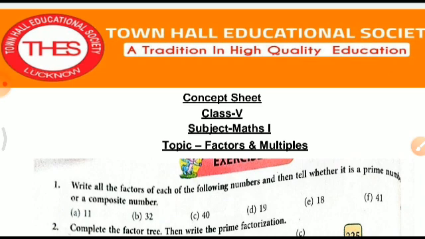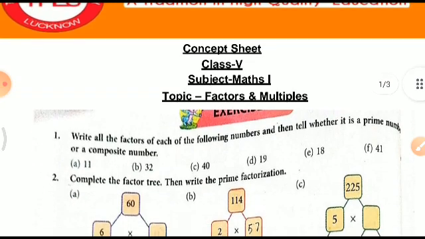Factors and multiples are technically opposite of each other, because factors are those numbers which can divide a number, whereas multiples are those numbers which that particular number can divide, or when that number is multiplied by any number we get something else, right? Suppose we take 24, then 2 can divide 24, so 2 is a factor, but 24 can divide 48, right? So 48 is the multiple. Okay, so let us see the questions.